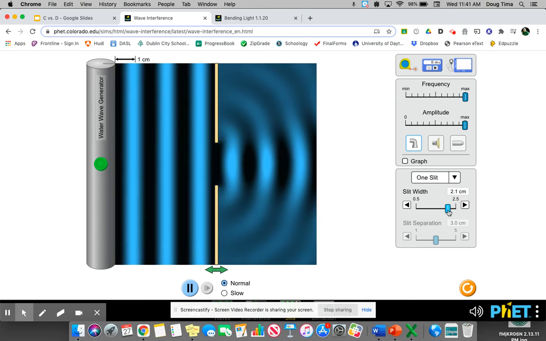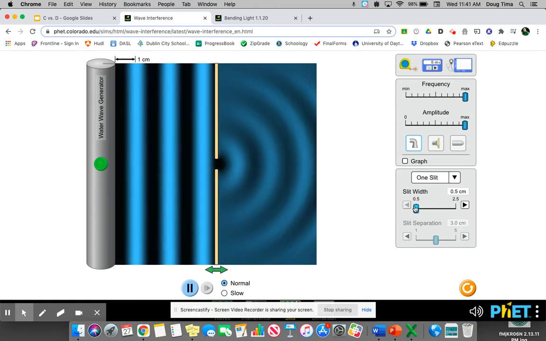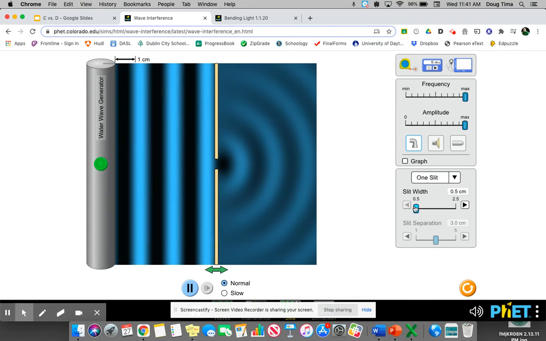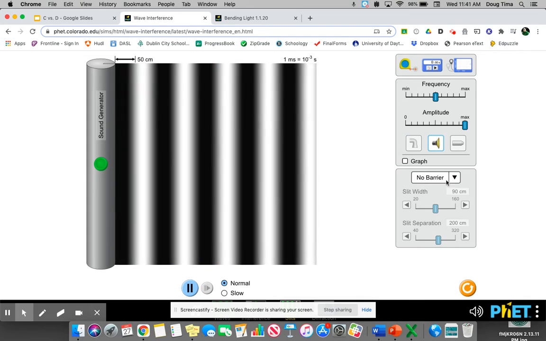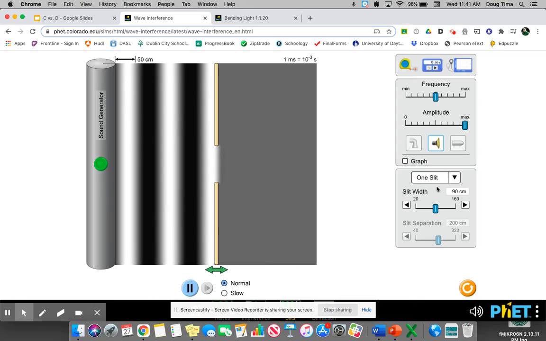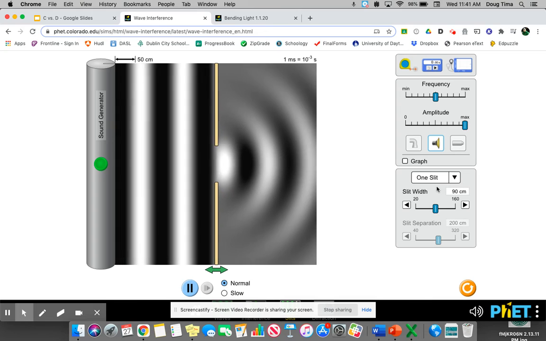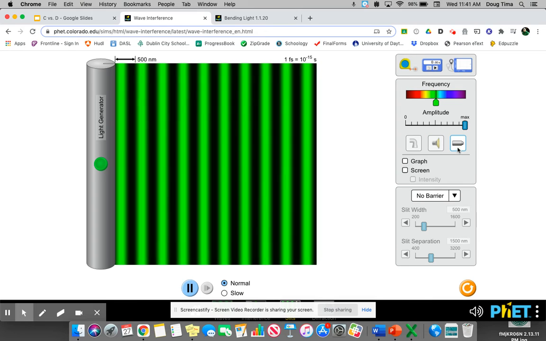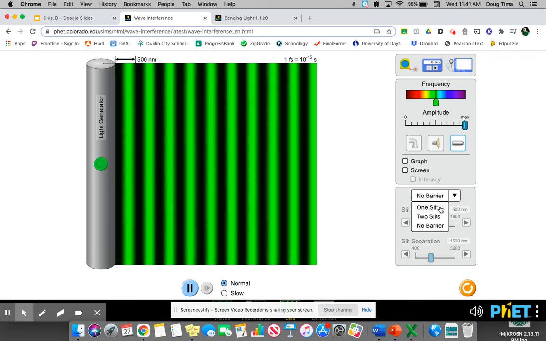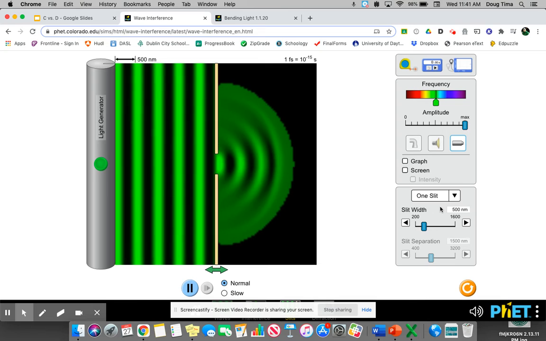Well, the opposite is true as well. As the slit gets smaller, there's more diffraction. If we go back to sound and we put one slit in, same thing's going to happen. That sound is going to bend around that medium. Laser light, same thing. We'll go to one slit with the laser light. Same thing. That's a little bit more detailed.